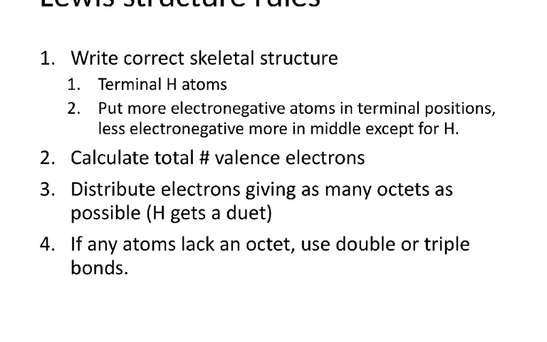Then you'll want to calculate the total number of valence electrons. Then distribute those electrons, giving as many octets as possible, with the exception of hydrogen, which gets a duet. And then you'll want to check your total number of electrons, make sure all the atoms have an octet. If they don't, you can use double or triple bonds to make sure that you have the correct number of valence electrons in your molecule and that all of the atoms have the octet.